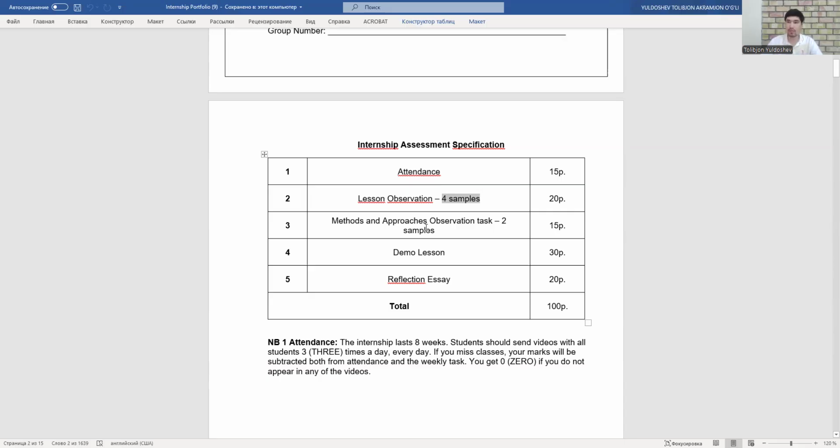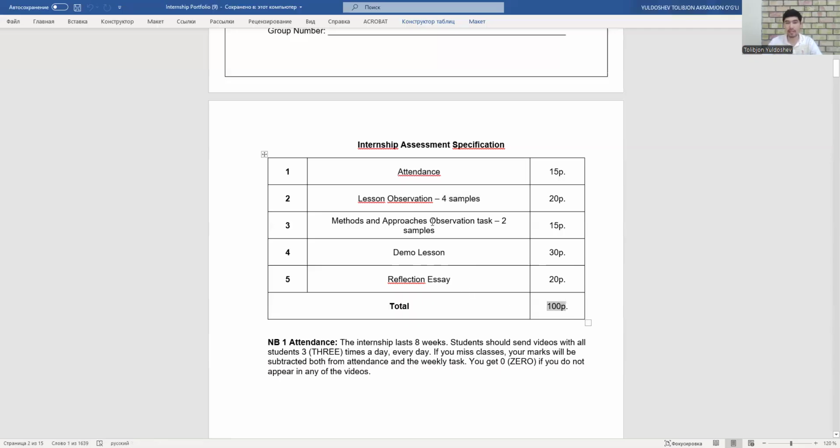Then second week, you are supposed to conduct a demo lesson. For this demo lesson, you need to develop your lesson plan, conduct the lesson, ask a friend to see your lesson and write a reflection on it. And you need to write a self-reflection after the lesson too. At the end of the internship, you need to write a reflective essay. This one is for 20 points. As you can see, overall, you will get 100 points here.